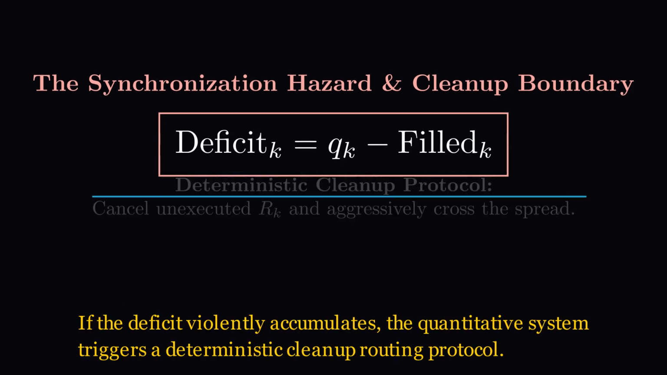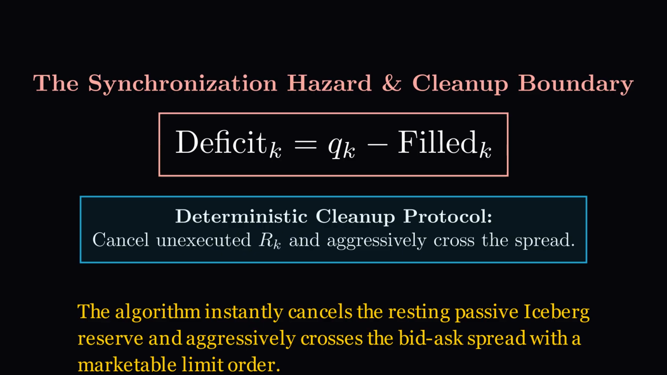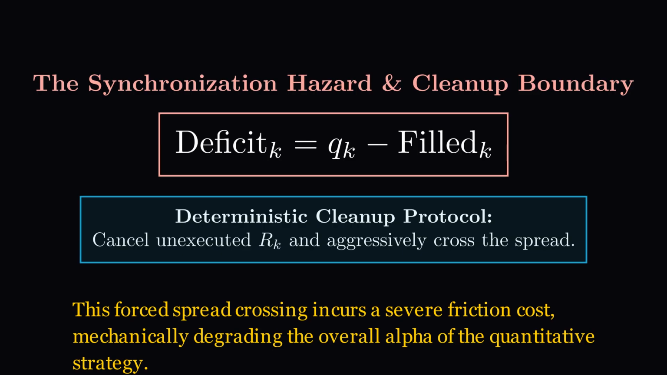If the deficit violently accumulates, the quantitative system triggers a deterministic cleanup routing protocol. The algorithm instantly cancels the resting passive iceberg reserve and aggressively crosses the bid-ask spread with a marketable limit order. This forced spread crossing incurs a severe friction cost, mechanically degrading the overall alpha of the quantitative strategy.